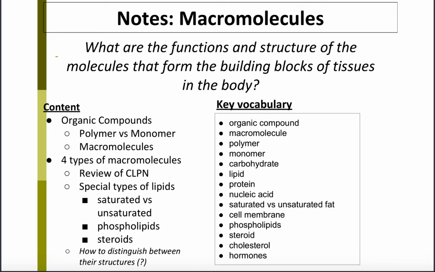So, first we're going to review organic compounds and where macromolecules sit within that. And then we're going to review the major types of macromolecules. And in particular, we're going to make a deeper dive into lipids because that's just a really weird class of macromolecule. The other forms of macromolecules we're going to go into in more depth when it becomes relevant in later parts of our year. And as we go over macromolecules, these terms will come up.